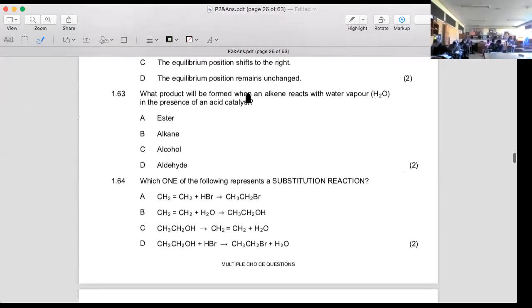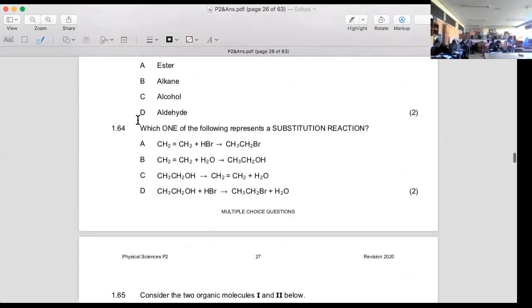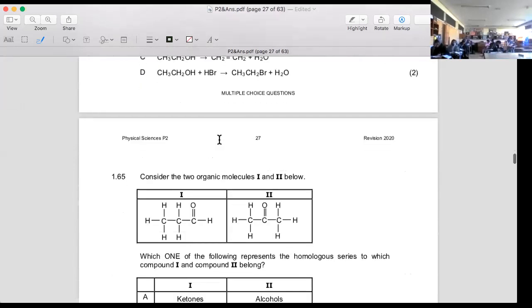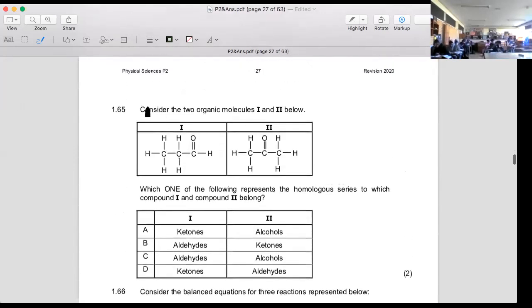What product will be formed when an alkene... no, we'll do a whole lesson on that, on substitution, addition, elimination. But let's just stick to naming for today. Consider the two organic molecules 1 and 2 below. 1, 2, 3 carbons, double bond O. 1, 2, 3 carbons, double bond O. Which one of the following represents the homologous series to which compound 1 and 2 belong?